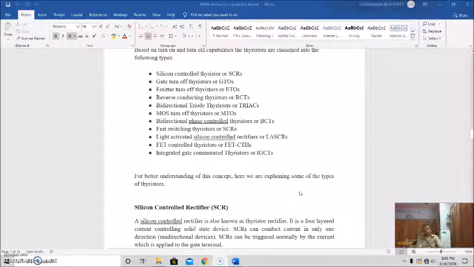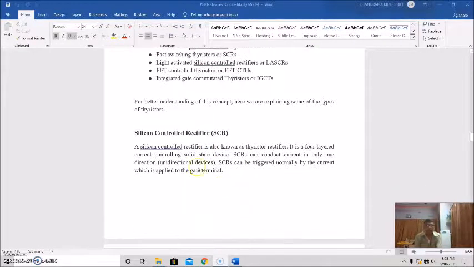For better understanding of this thyristor family, we'll explain some of the types. Besides, this list is not exhaustive. We also have DIAC, silicon controlled switch, SBS, and others, which also belong to the thyristor family.